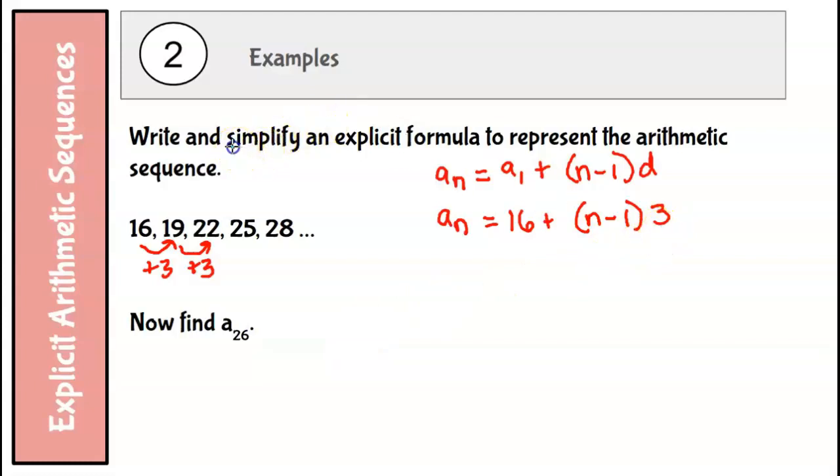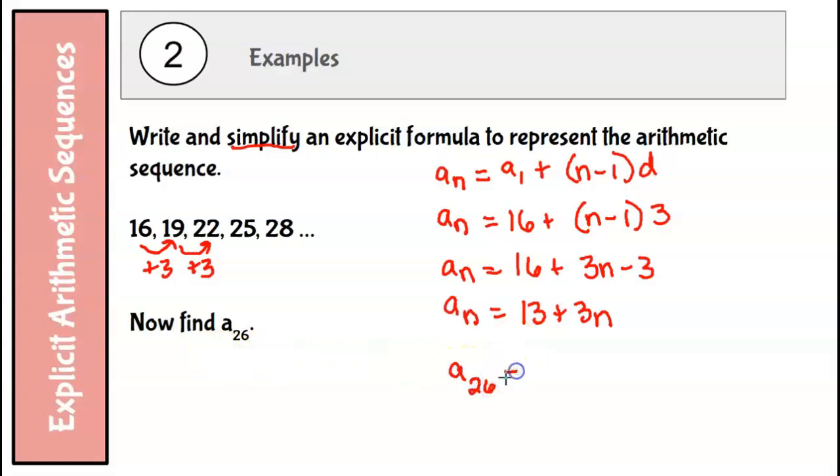It says to simplify it, so let's do that. Because if I'm having to find the 26th term, I want to have the formula be as simple as possible. So I distributed the 3, multiplying that into the parentheses, and then I'm going to combine my terms. And there is my simplified explicit formula. This is for any n at all. So now I can find the 26th term, a sub 26, without having to find 1 through 25.